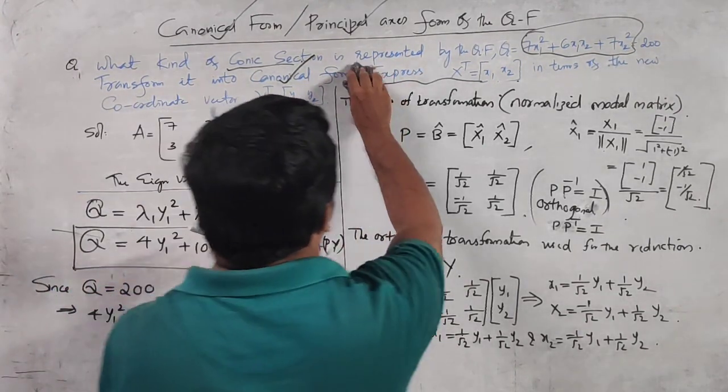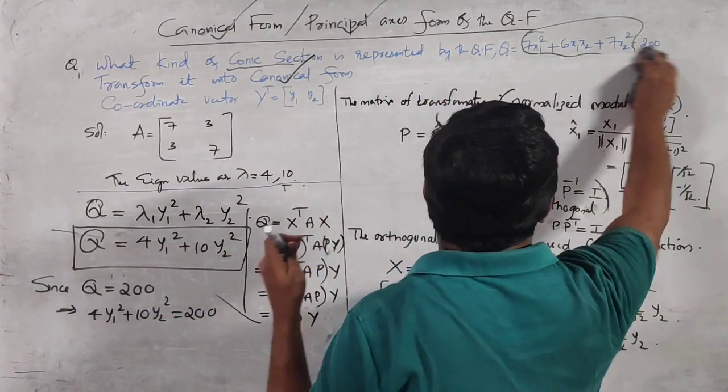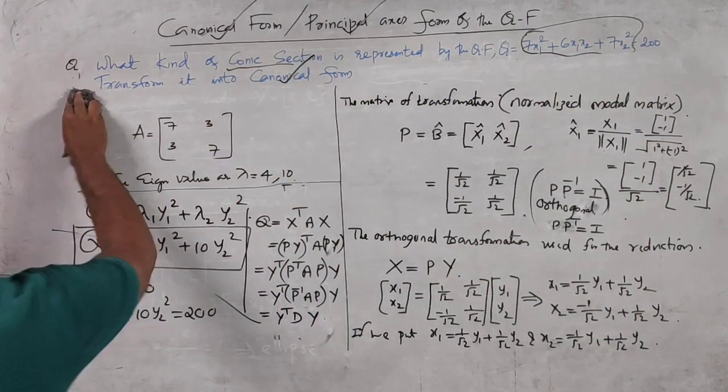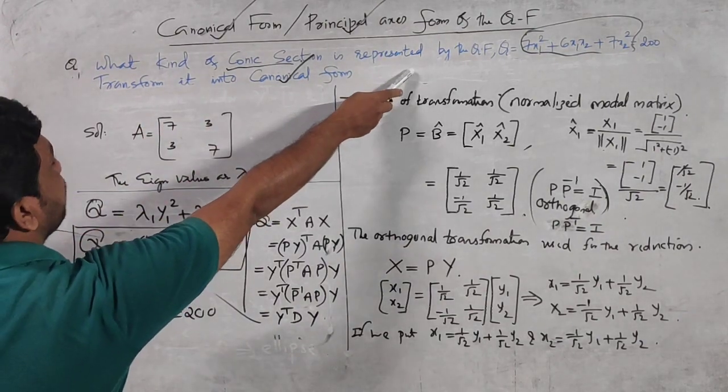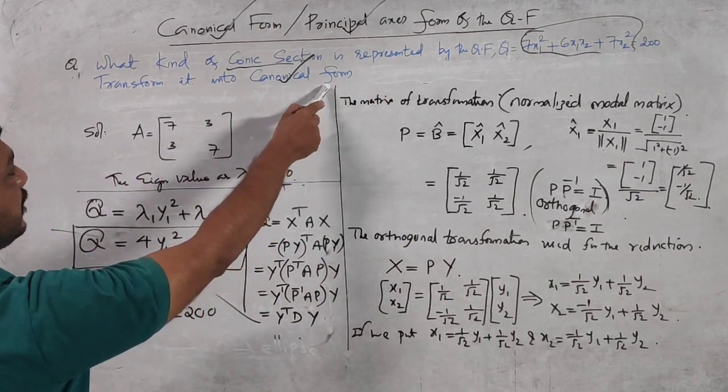Express X transpose not given. Can you imagine? Here there is no such problem. The problem is just like that: what kind of conic section is represented by this quadratic form, and transform it into canonical form?